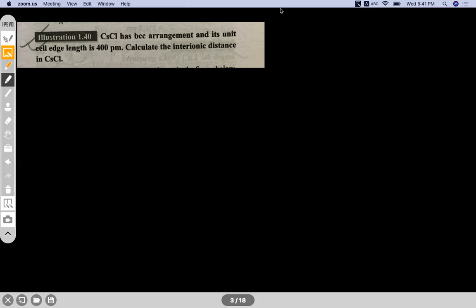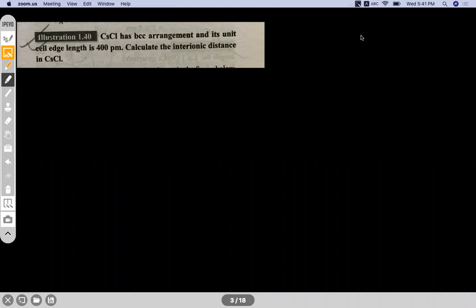Done? 346 you are getting? CsCl has BCC arrangement. Along the body diagonal, it is in touch. So we have r plus plus r minus equals root 3 a by 2.